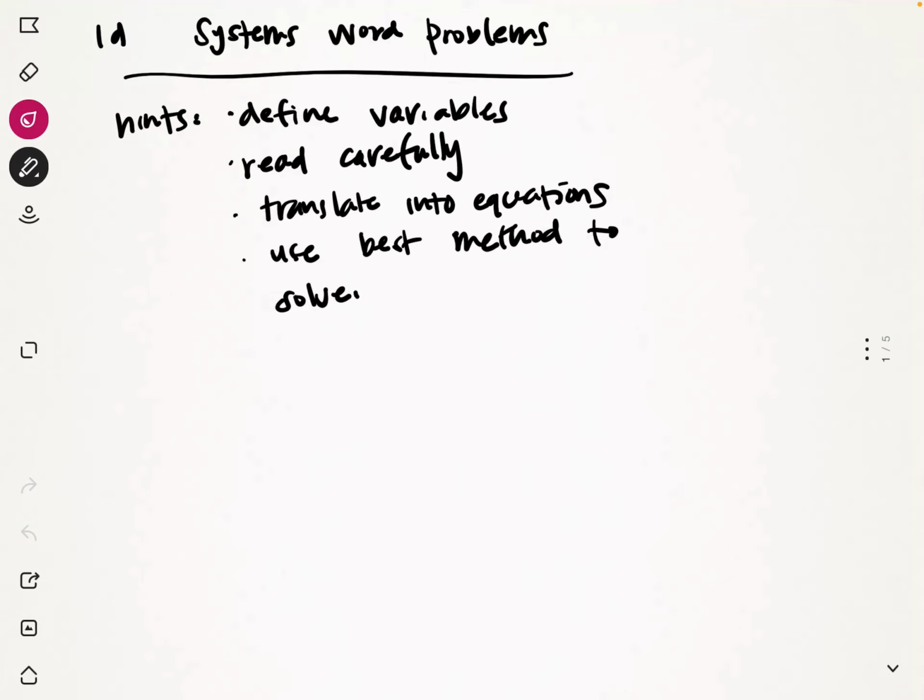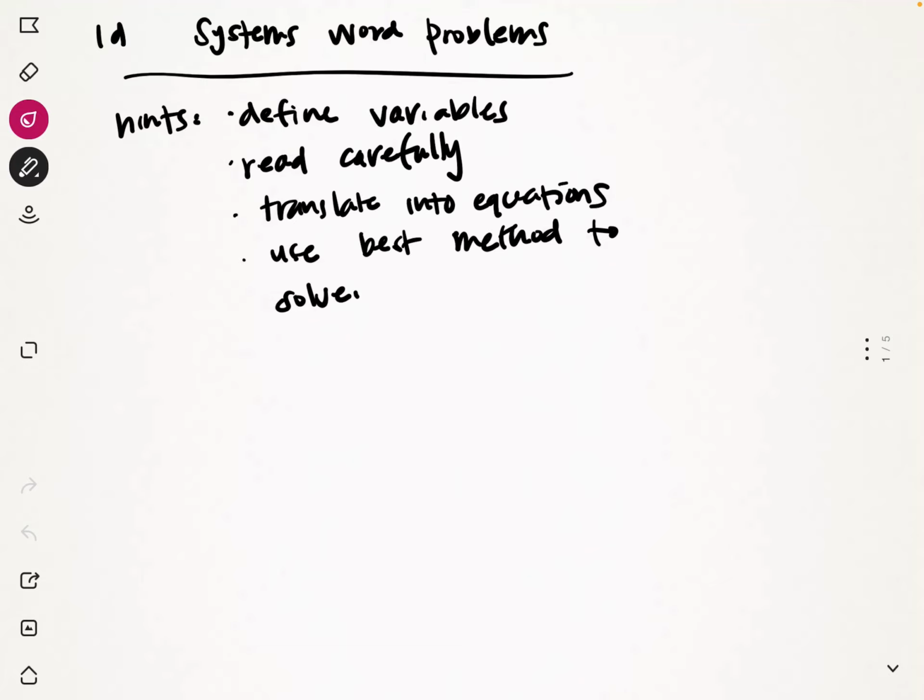So just some hints before we begin. We want to define variables, and we'll see how that looks in just a second. We're going to read our word problems carefully, and we're going to translate our word problems into equations. And then we're going to use the best method to solve. So we already did substitution, elimination, and graphing. So whichever one you feel comfortable with, depending on the situation, just use that.